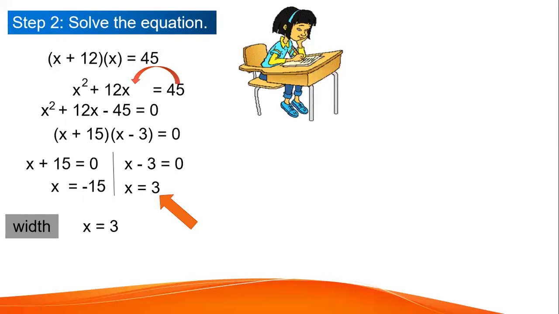Then your width is x equals 3 and your length is x plus 12. Then you substitute the value of x, which is 3. So we change x to positive 3, 3 plus 12 equals 15.